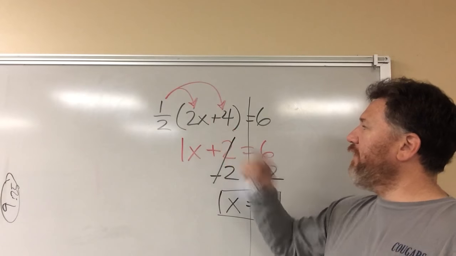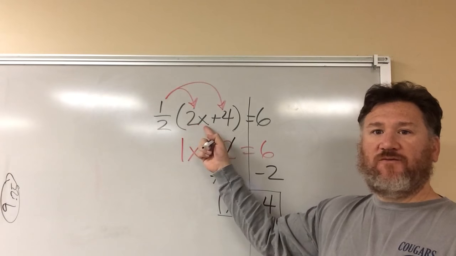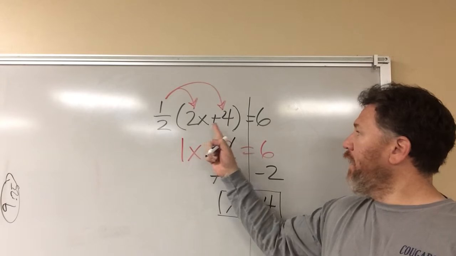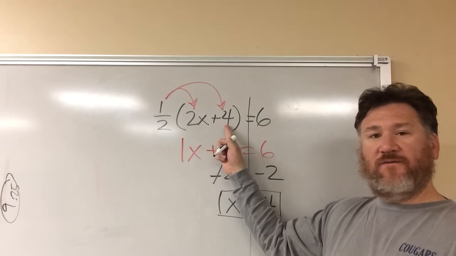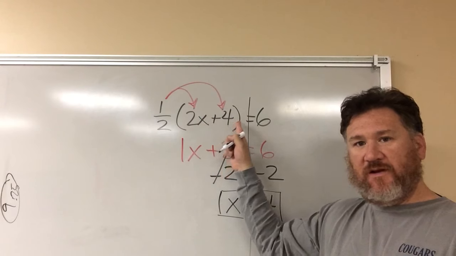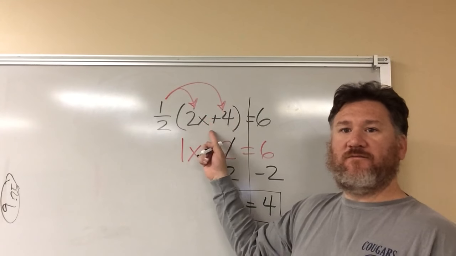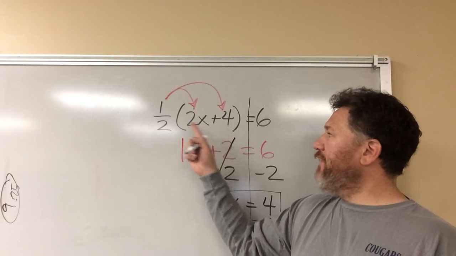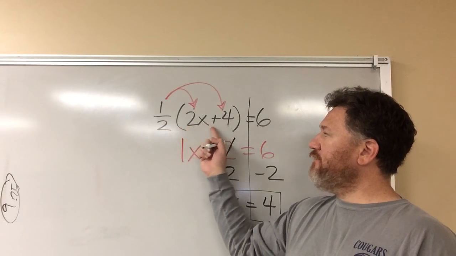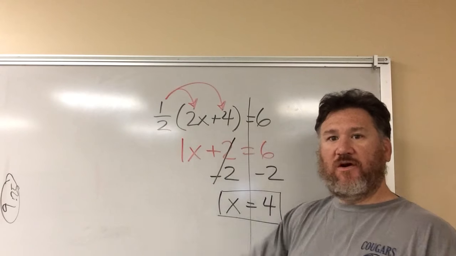I'm going to plug 4 in for x. 2 times 4 is 8. 8 plus 4 is 12. And I did the parentheses first because that's the order of operations that you learned in 6th, 7th grade. So we have 12 here, and then 1/2 times 12 would give me 6. So it all checks out.